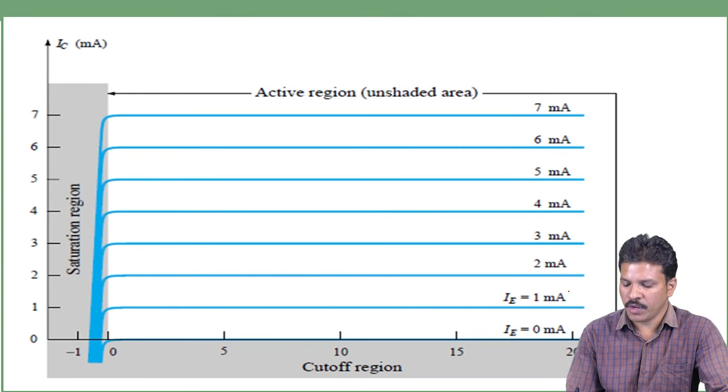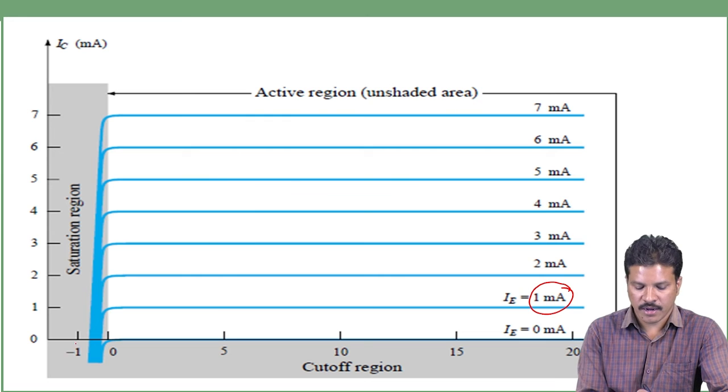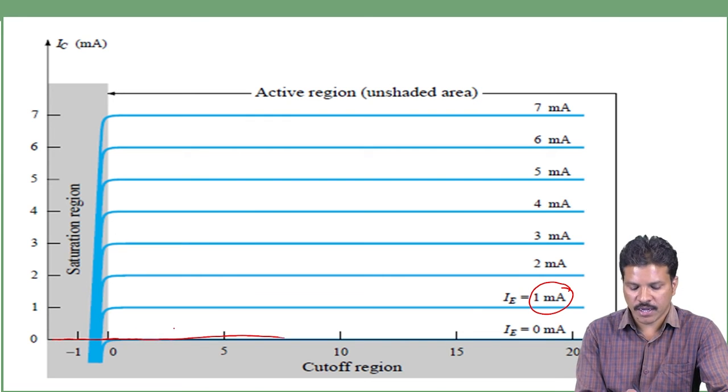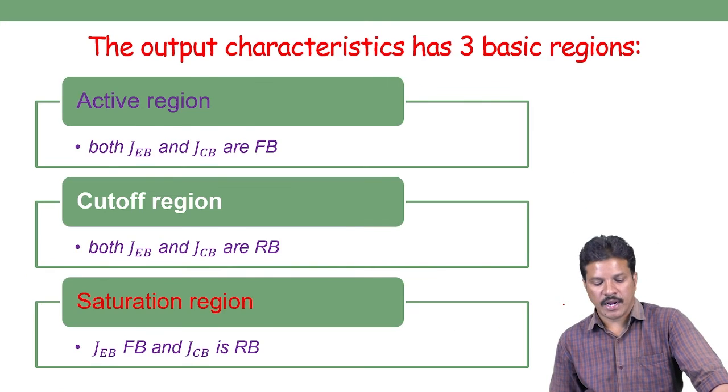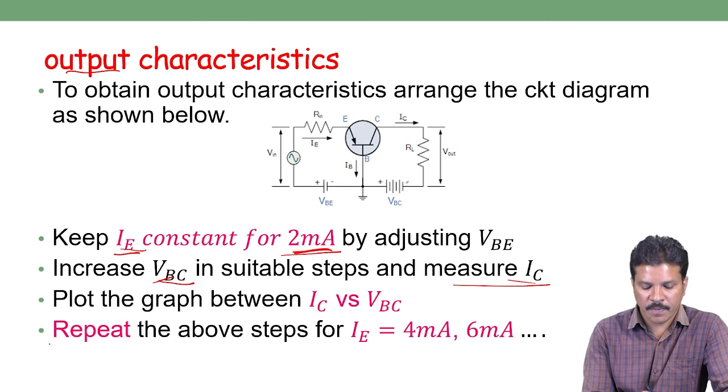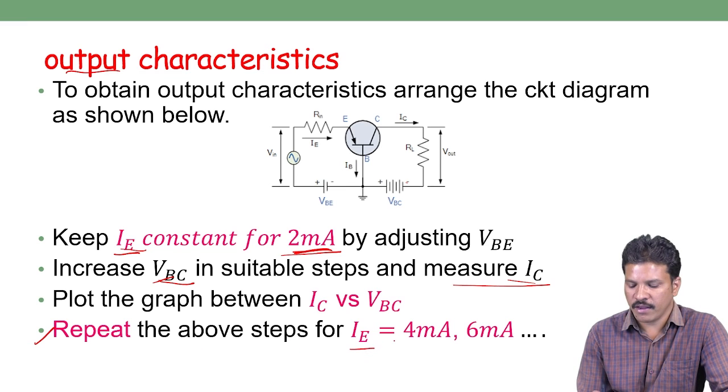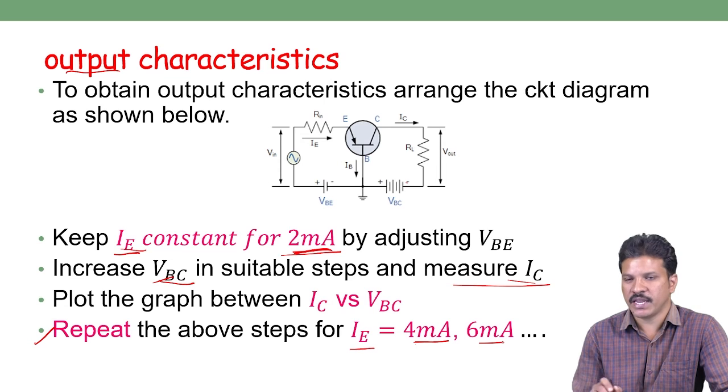Keep the input voltage constant, vary the collector to base voltage, and note down the collector current. You will get a graph like this. In the next step, repeat the above step for IE with different values, like 4 milliampere, 6 milliampere.